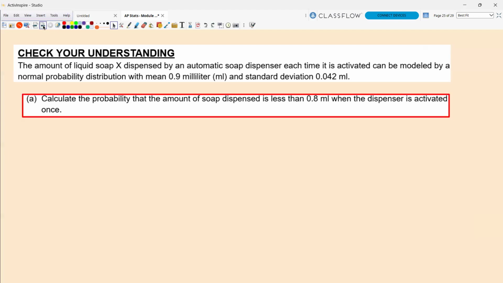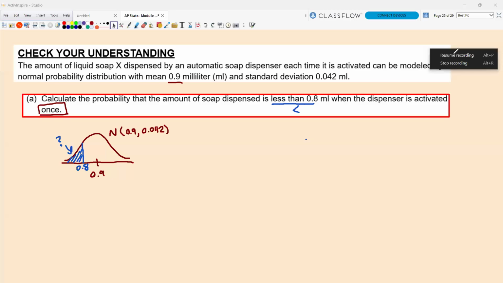We're going to go over part A in 3, 2, 1. So we want to sketch our curve and shade our boundary region. In this case, we want to calculate the probability that it's less than 0.8, and it's only once, so we're not trying to combine this with anything else. So we'll use our mean and standard deviation provided and do this normal probability. This will be a normal CDF.